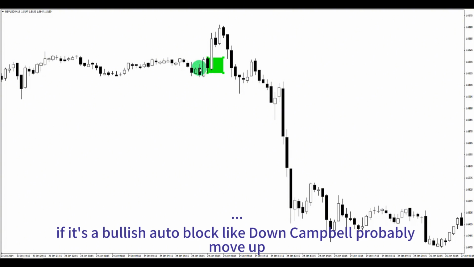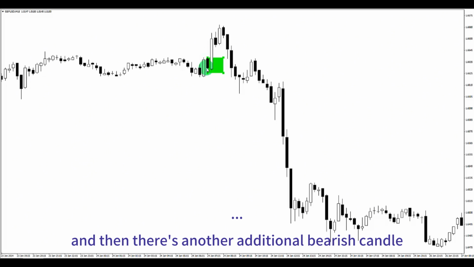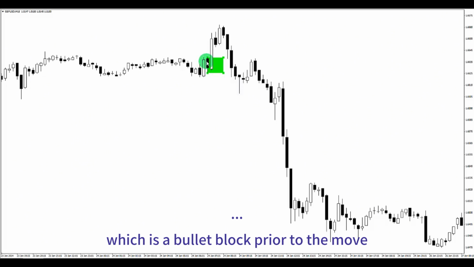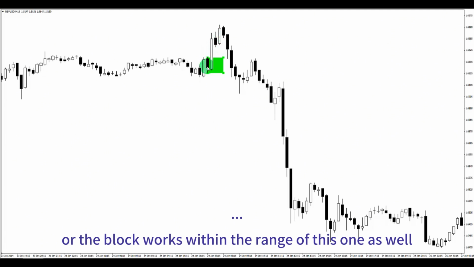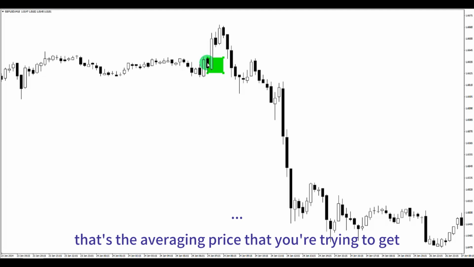If it's a bullish order block, or down candle prior to a move up, if there is a small move like this, maybe 1 or 2 candles, and then there's another additional bearish candle, which is a bullish order block prior to the move, if that secondary bearish order block works within the range of this one as well, I will use the higher order block simply because I believe that's the averaging price that you're trying to get.